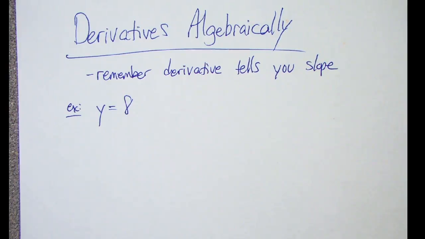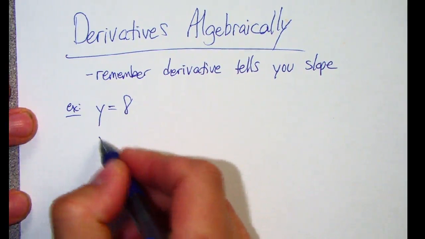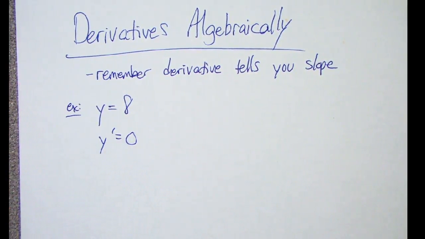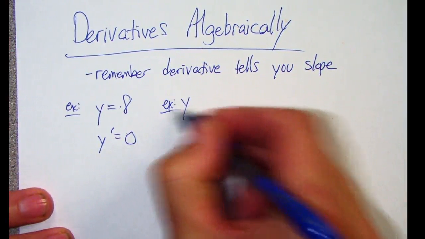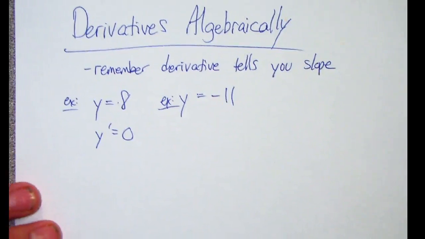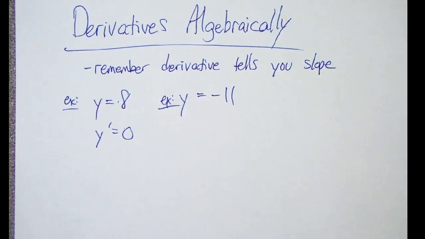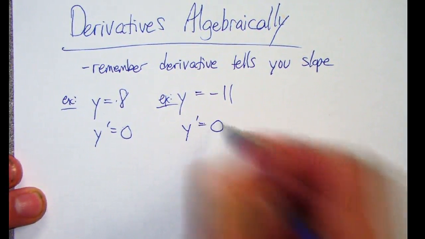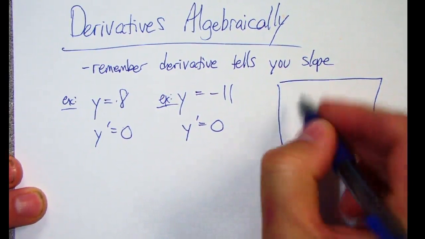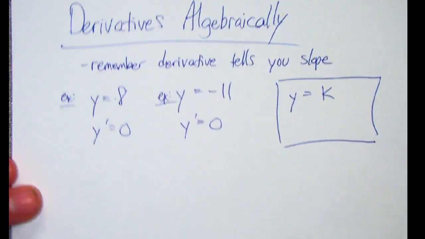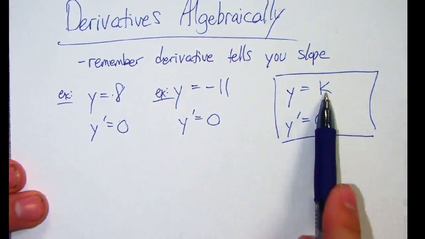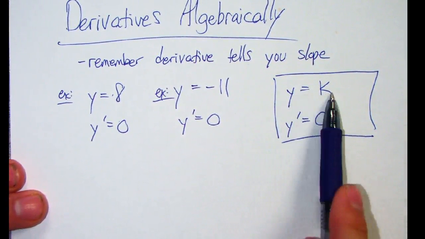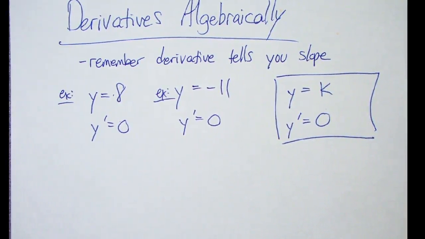So what should the derivative be? It should be 0. The derivative is there to represent the slope of that line. So the derivative of 8 would be 0. If I had y equals negative 11, what kind of line is that? Horizontal. What's the slope? 0. What's the derivative? So here's one of your rules. If I have y equals k, where k is a constant, what's the derivative? 0, because that's just a horizontal line, and a horizontal line has a slope of 0.